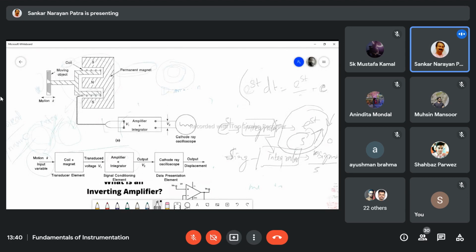Am I right or wrong? Yes, sir. S is increasing means the whole fraction is decreasing.